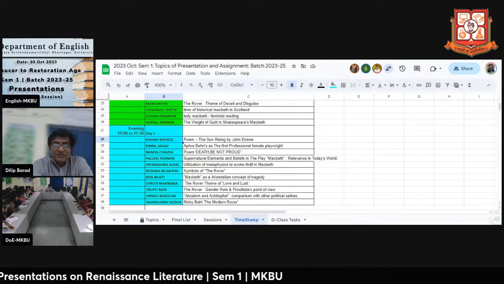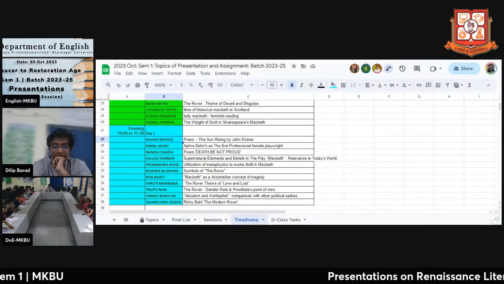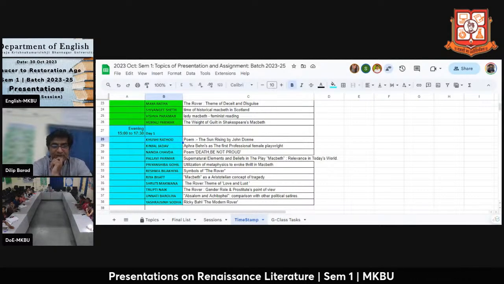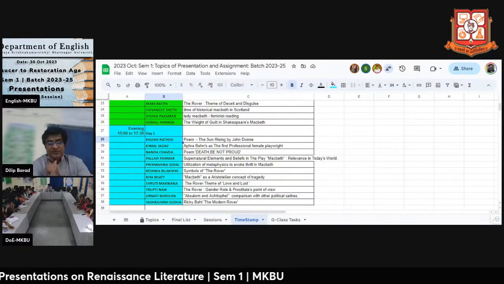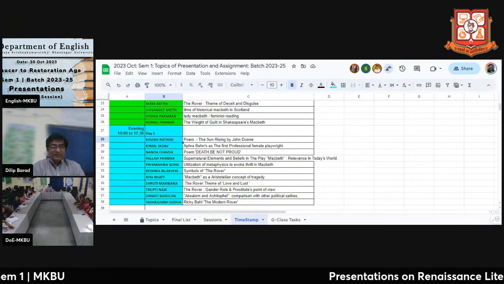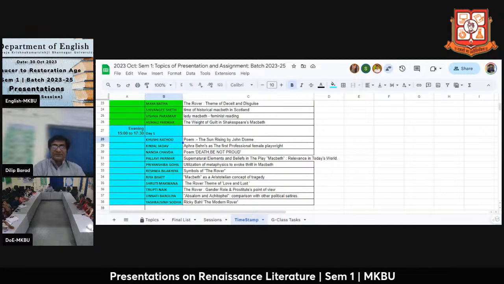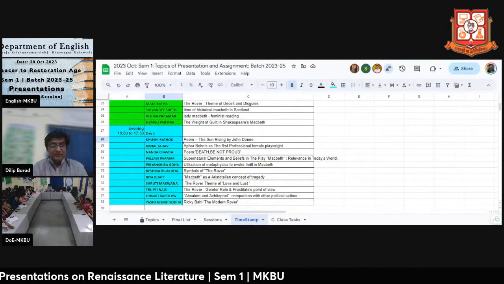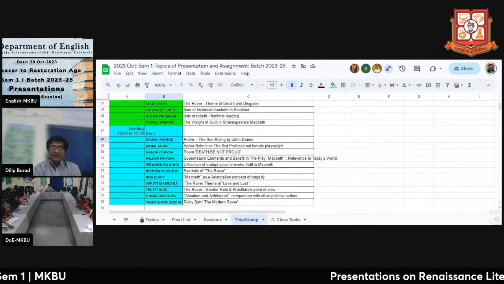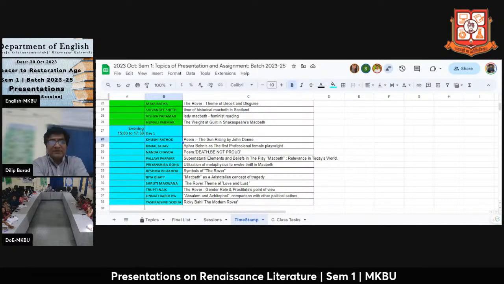Gender role and prostitute's point of view. Okay. Point of view, capital P, capital V. Unnati on Absalom and Achitophel, colon, comparison with other political satires. Okay, so that last, you can still make it better. Comparative study of the political satires with reference to Absalom and Achitophel. That will be one common title that you can make. Or if you want to keep it this way, then C capital, P capital, S capital. Your keywords should be capitalized.